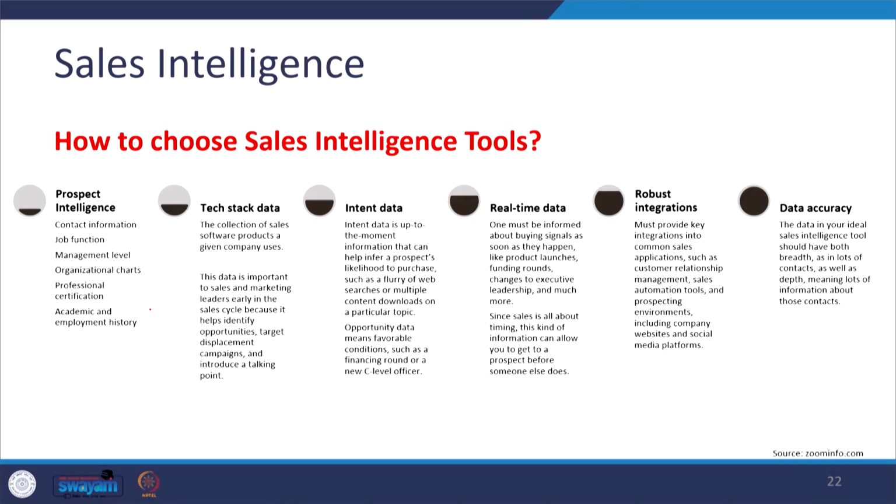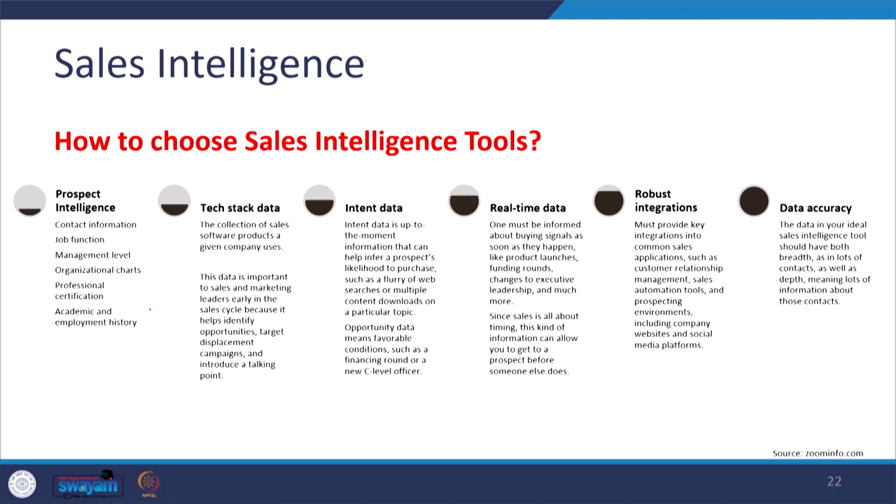So, how to choose sales intelligence tools? Once you know why we should go for sales intelligence tools, how do you choose the best one that suits your business or your company? The first criterion to select or gauge any sales intelligence tool is prospect intelligence: what kind of information the particular software tool is able to give you. It should always give contact information, job functions, management level, professional certification, academic and employment history, etc.